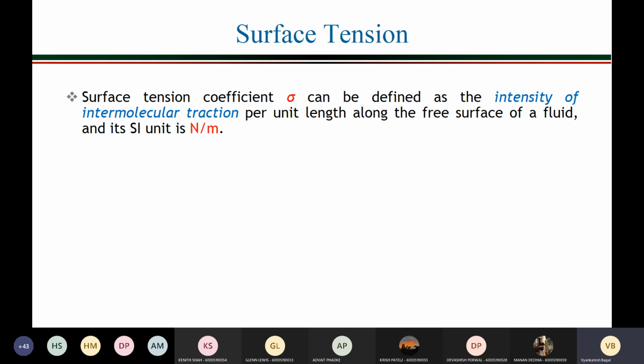I said surface tension force, or surface tensile force per unit length of the surface. You can call it the surface tension. What is the unit of surface tension? Sigma. It is simply given in terms of Newton per meter, because it is force per unit length. Force in Newton and per unit length in meter. As simple as that, right?